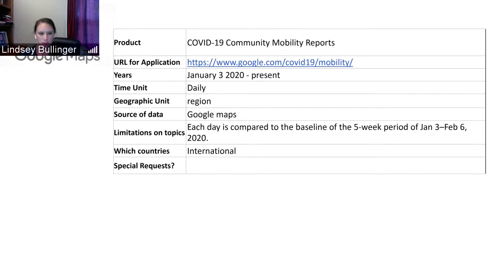The interesting part about these data is that, as opposed to, for example, SafeGraph, where you can actually get the metric of, for example, the percent of devices in a particular neighborhood that are staying at home the entire day, that's an example of the type of metric you could get from SafeGraph. From Google Maps, instead, you're going to get something like the relative movement compared to the 5-week period of January 3rd to February 6th. And so every metric is compared to that particular time point. And these data are also international.